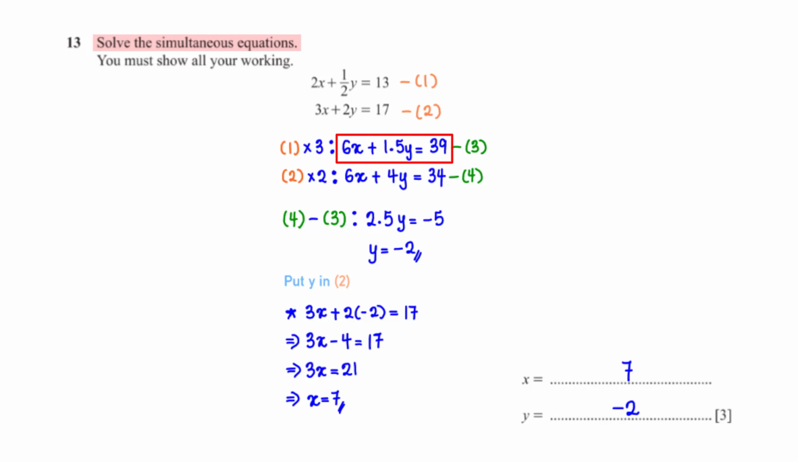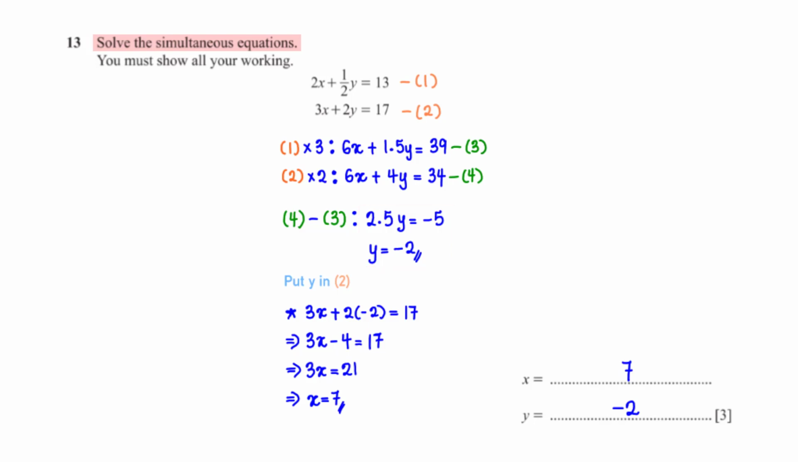Then we multiply equation 2 by 2. This gives us 6x plus 4y equals 34, which we've labeled as equation 4. Now that we have 6x in equation 3 and equation 4, we can eliminate x by subtracting equation 3 from equation 4. This gives us 2.5y equals -5. When we divide both sides by 2.5, we get y equals -2.